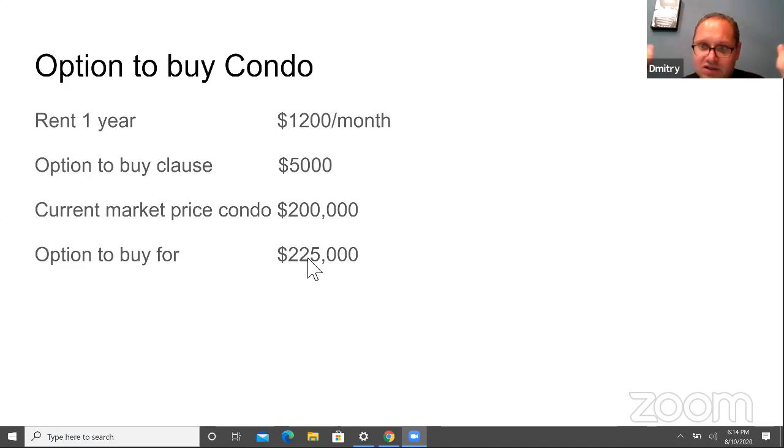So how much is it in the money? Well, if the market price is 250 and I could buy it for 225, $25,000, it's already in the money, right? So this $5,000 already is really worth more than 5,000, right? Because you would do that all day.